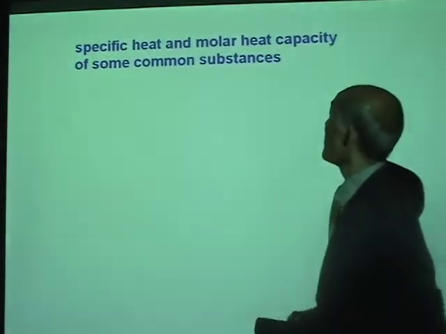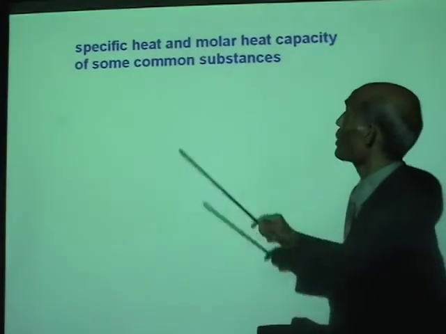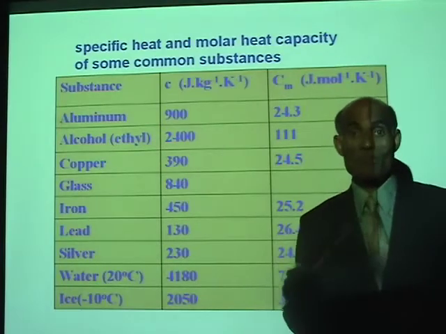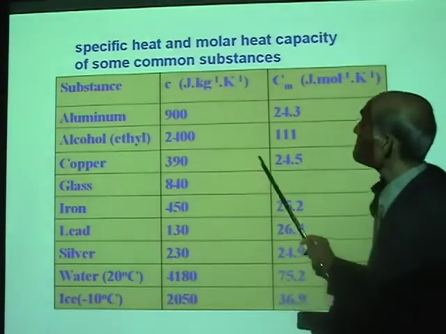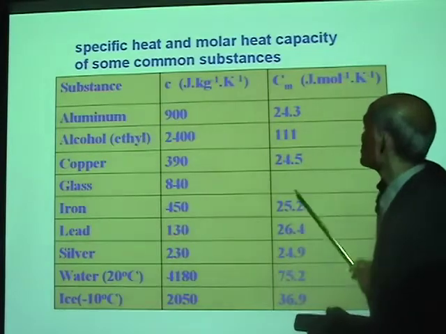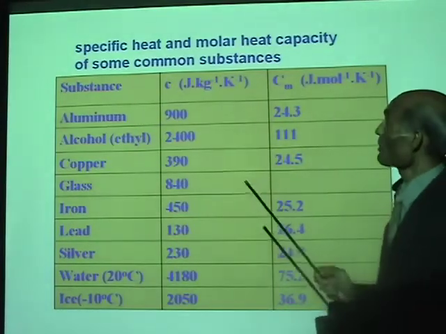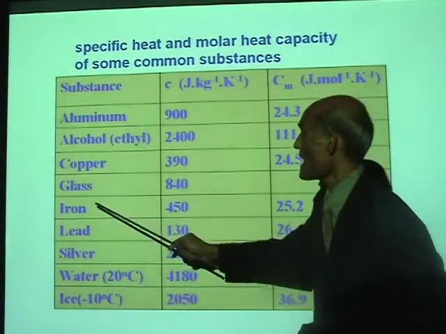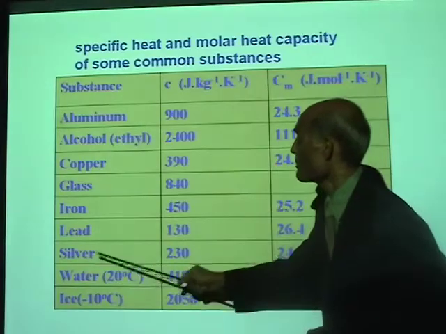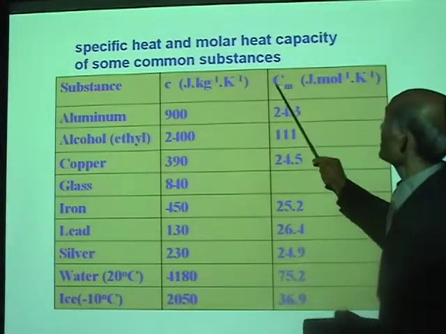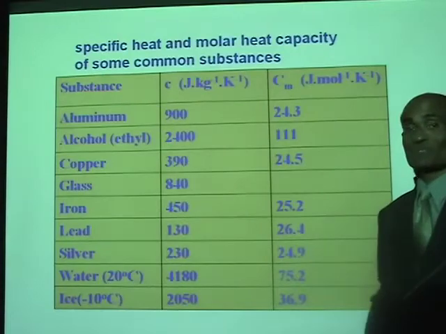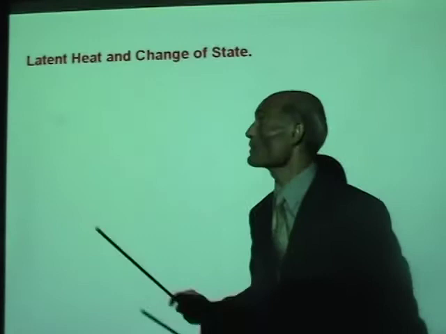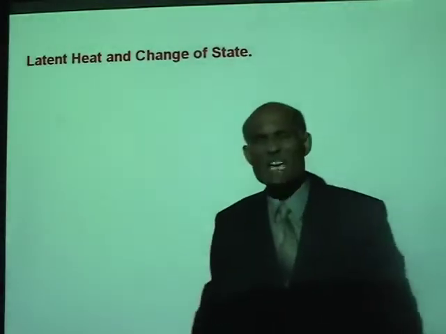Specific heat and molar heat capacity of some common substances. Now, you must print this out from the PowerPoint I have given to you and keep this with you. These are values we will be using as we move on. Very important values. Specific heat values of aluminum, copper, iron, lead, silver. Those are the common ones we use. Water. And the molar heat capacities. Okay? Alright. Let's now talk about latent heat and change of state.